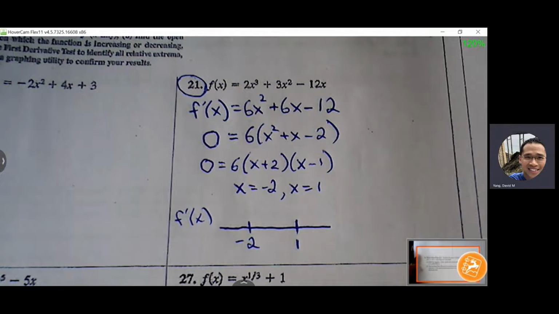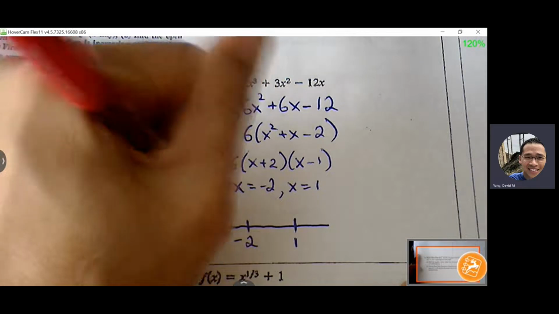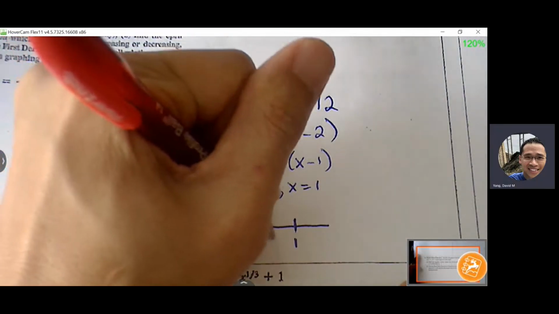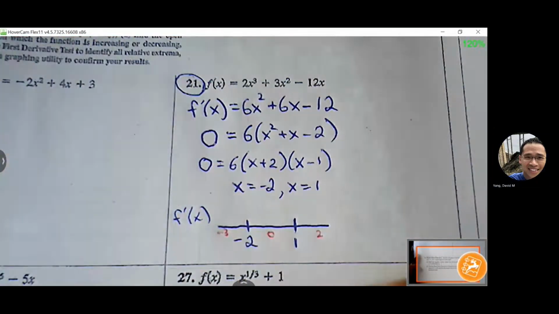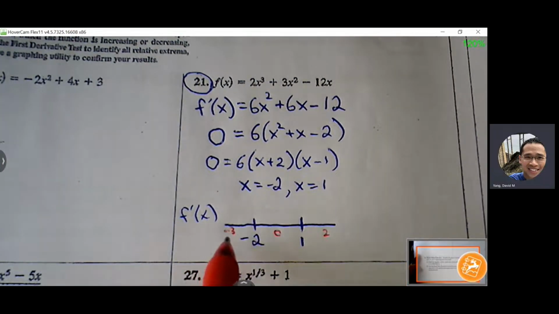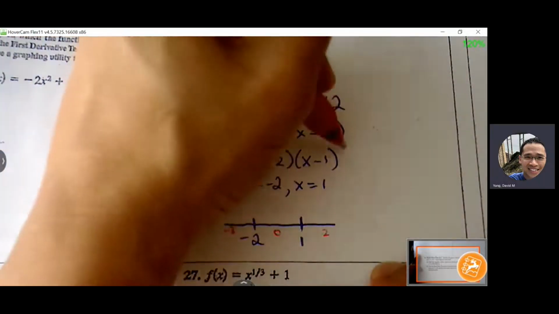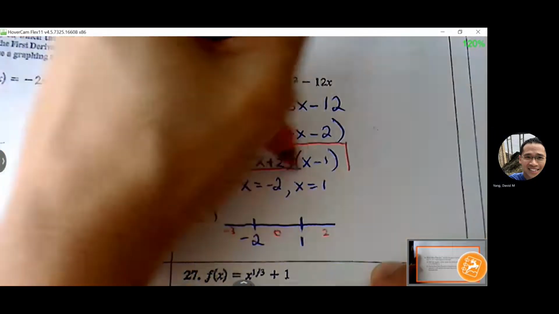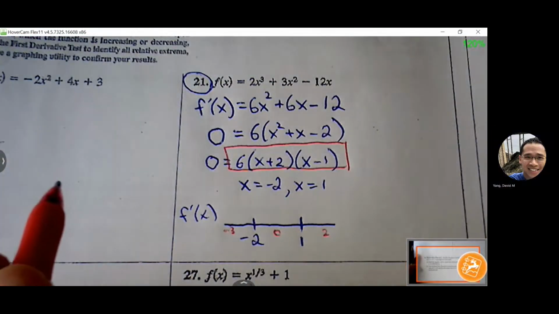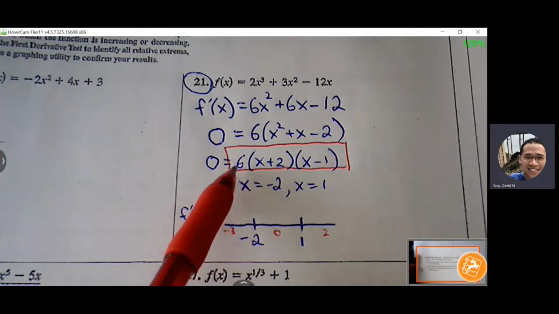Okay, choose values in each slope interval. So I can choose -3, I can choose 0, and I can choose 2. Okay, where do we put these test values into? Yeah, the factored form of your derivative. Quickest way to get the sign that you want to look for. We can ignore the 6, that's a positive value, so it has no impact on the sign.